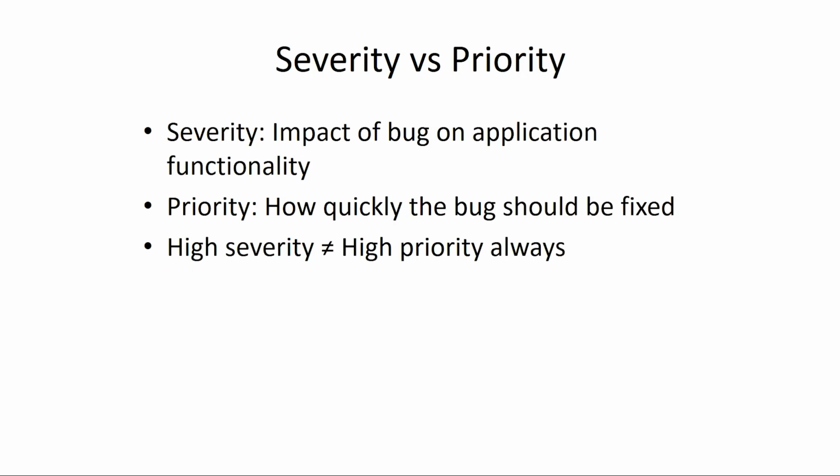Severity and priority. Severity is the impact of the bug on application functionality, while priority is how quickly the bug should be fixed. Suppose when the user opens the application and the application crashes, you need to fix this issue on priority. So priority will be high and the severity also high. And one thing to remember: high severity does not always equal high priority.